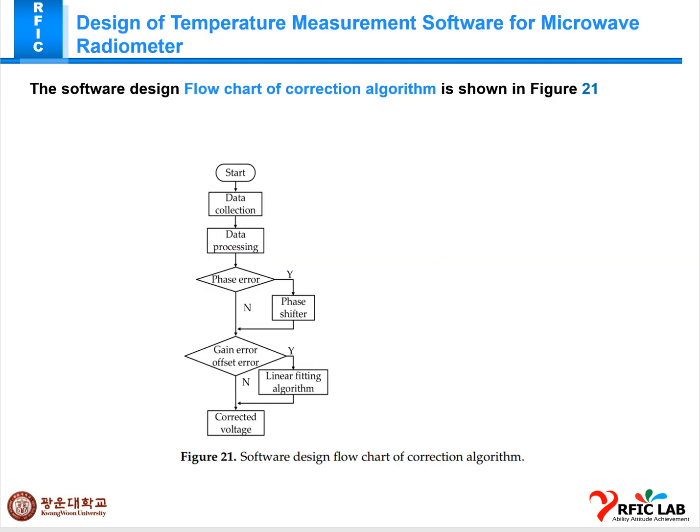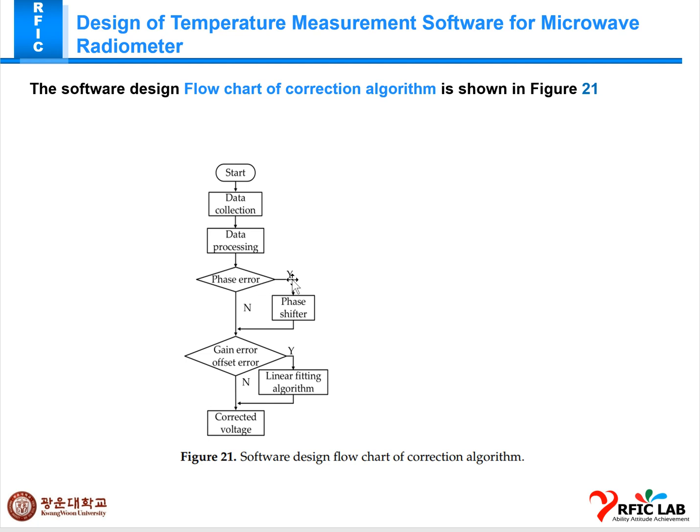In the next slide, this is the flow chart of the correction algorithm. It shows how to start the calibration part of hot and cold. The software part starts from data collection. First you start, then the data is collected. After data collection, data processing is done. After data processing, you get a phase error.